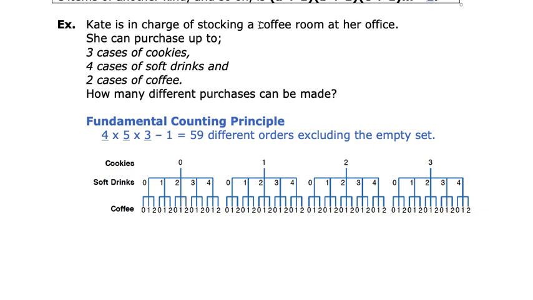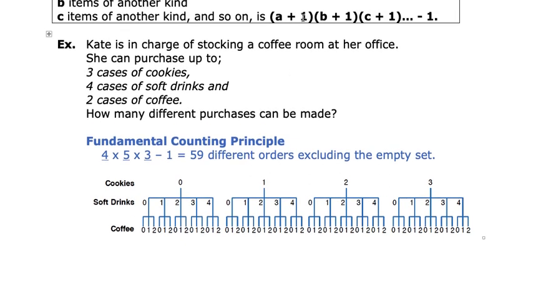Kate is in charge of stocking a coffee room at her office. She can purchase up to 3 cases of cookies, 4 cases of soft drinks, and 2 cases of coffee. How many different purchases can be made? The fundamental counting principle tells us that we can choose 0, 1, 2, or 3 for cookies, illustrated here with this tree diagram. What's tricky, and the reason we have this plus 1 in the formula, is that even though there are 3 cases of cookies, we can also select 0. So that's 4 choices, the number of ways this stage in the process can be completed.